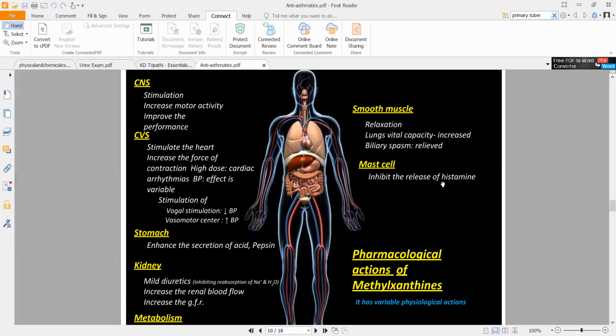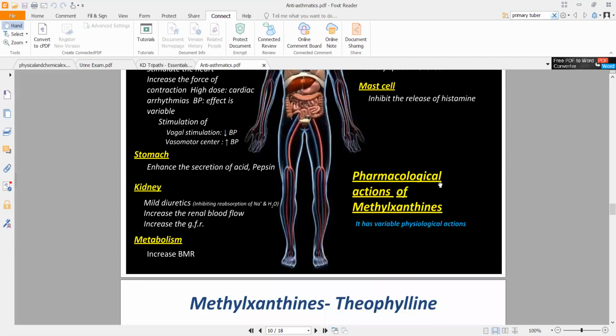Now, if you remember, histamine is very important in case of asthma, where this fellow histamine was causing constriction of your smooth muscles. It was causing constriction of your blood vessels. It was causing more inflammation to occur in that area. All of that. So your methylxanthine is preventing that.